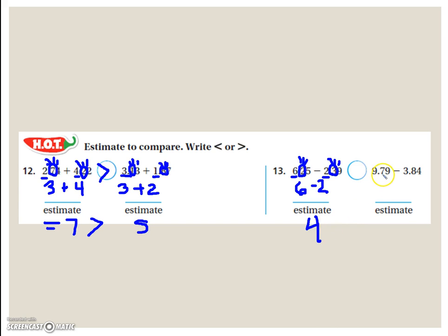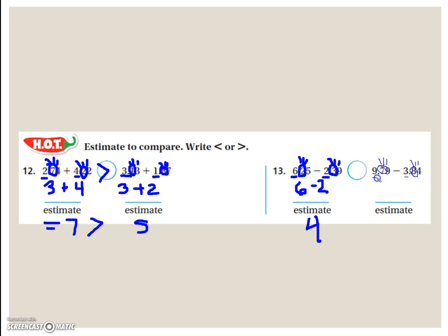Now I have 9.79 minus 3.84. I'm going to round to the ones place again. I circle the number next to it. I put eyelashes on it. If I were doing this with a pencil, it wouldn't be so covered up like this. I know it's hard to see. Actually, I think I can make my pen thinner. Let me do that. Oh, there we go. That's easier to see. So I put eyelashes on it.